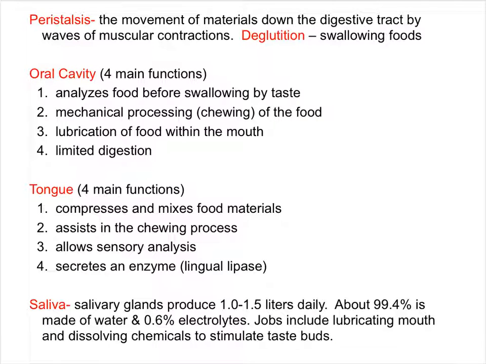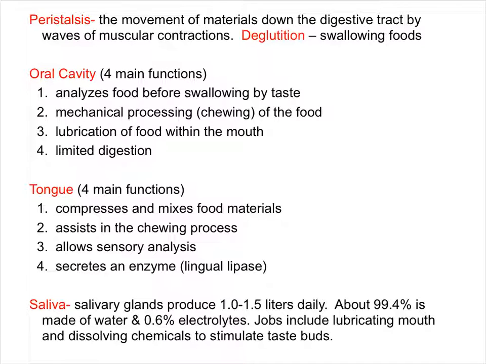Now let's begin the actual divisions of the digestive system. First, we cover peristalsis. Peristalsis is the movement of food down the digestive tract by ways of muscular contractions. Deglutition is the actual swallowing of food or swallowing.